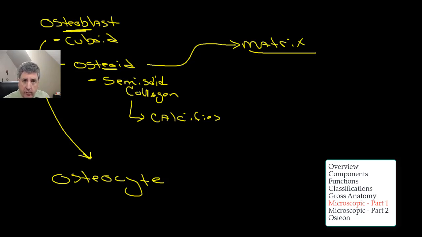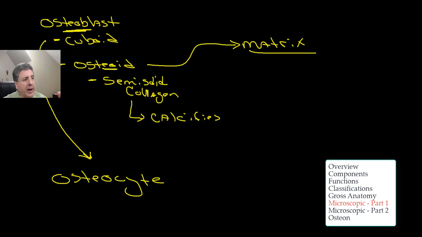So again, think of that slug moving along, secreting that slime, osteoid. When that osteoid covers up the osteoblast, you have the salt crystals depositing on it, that hardens, and when the osteoblast is entrapped by that matrix, it is converted to an osteocyte.